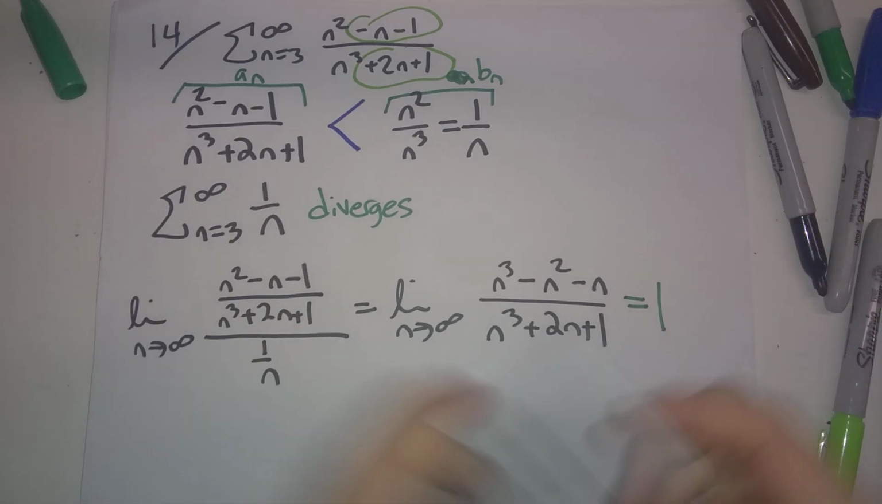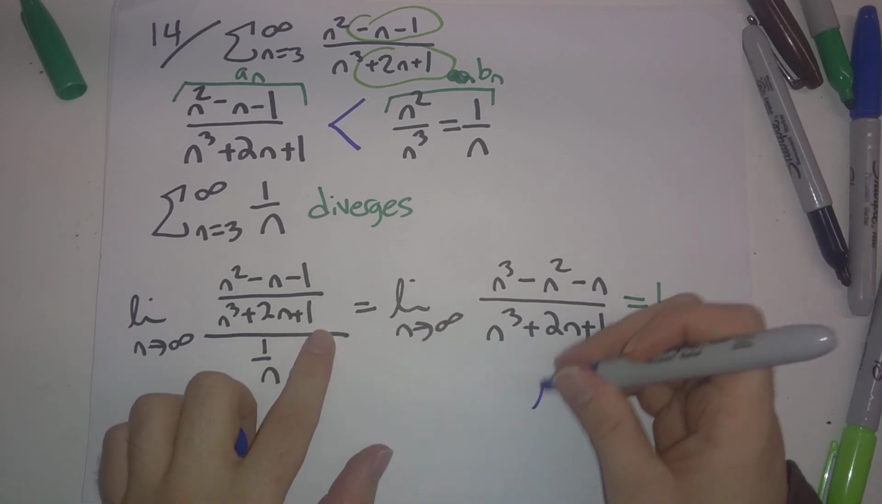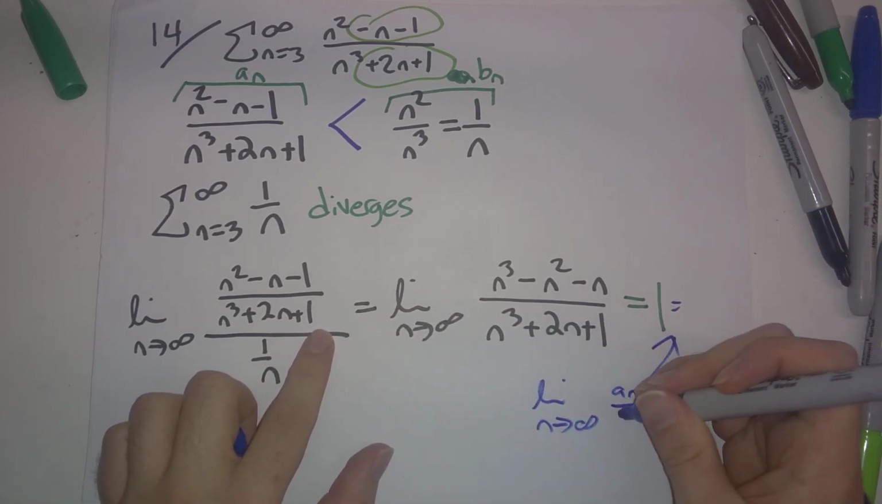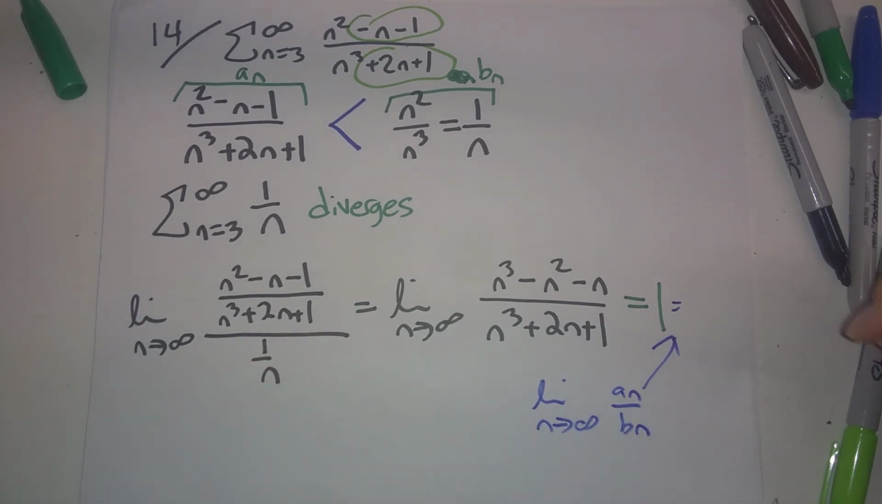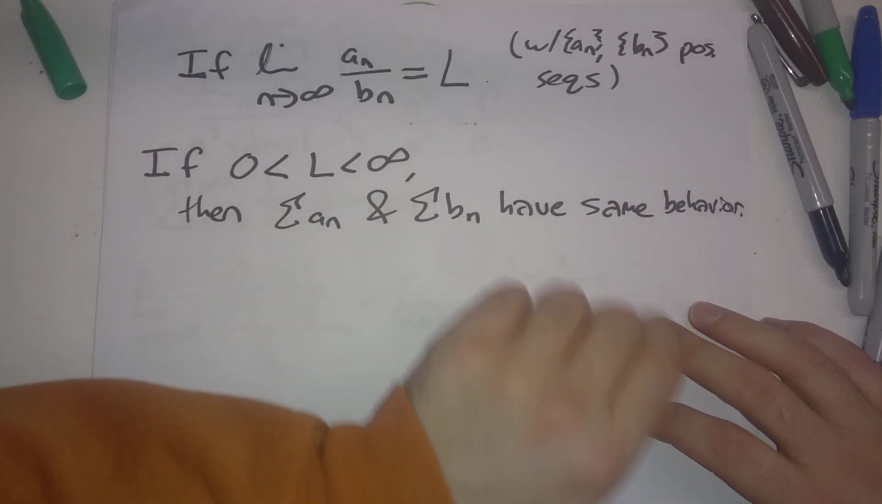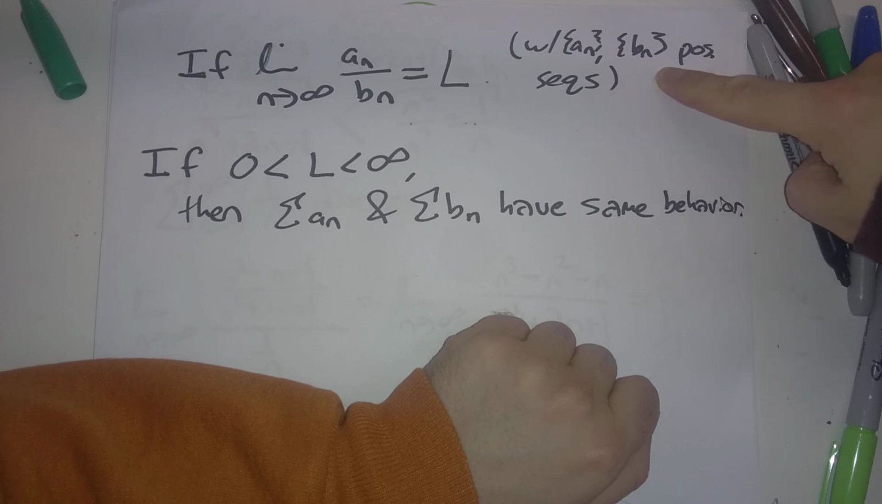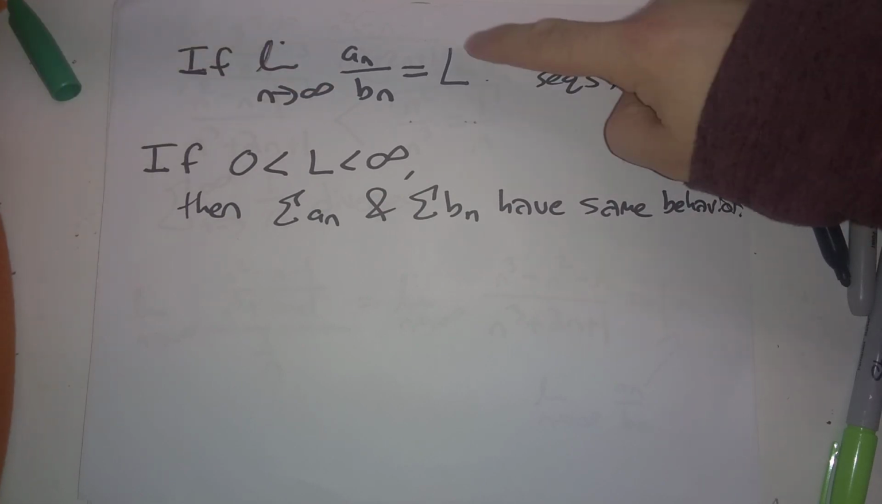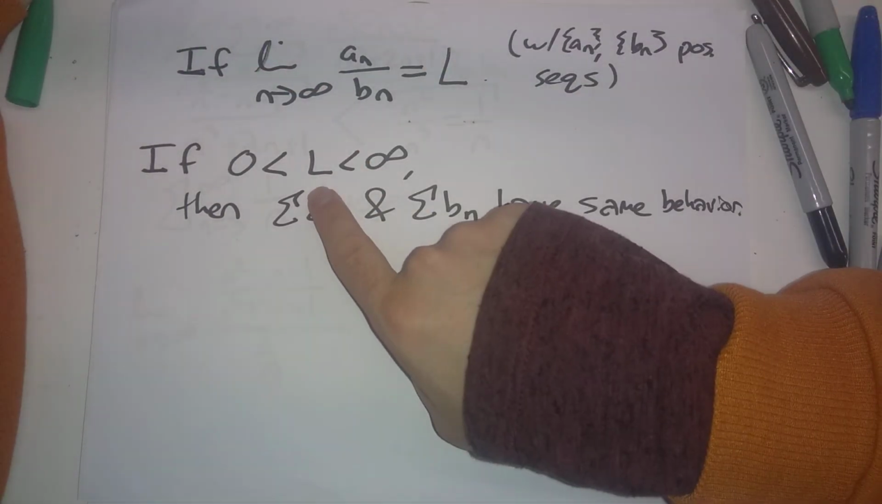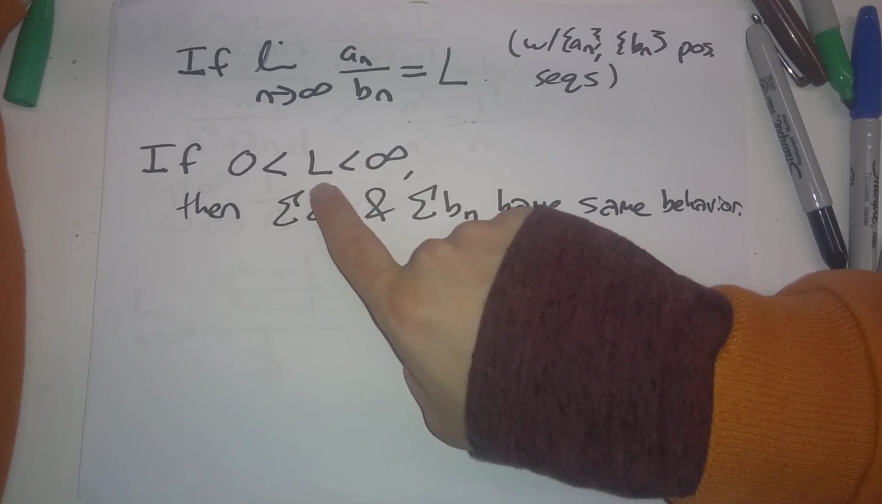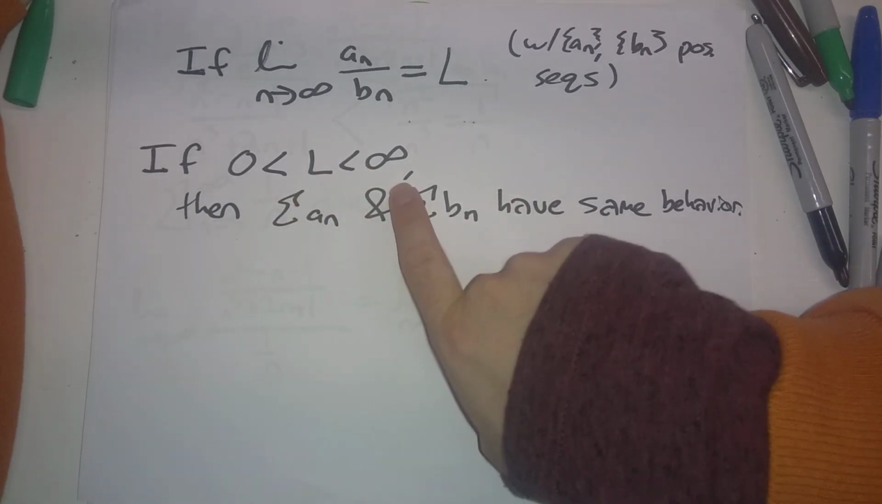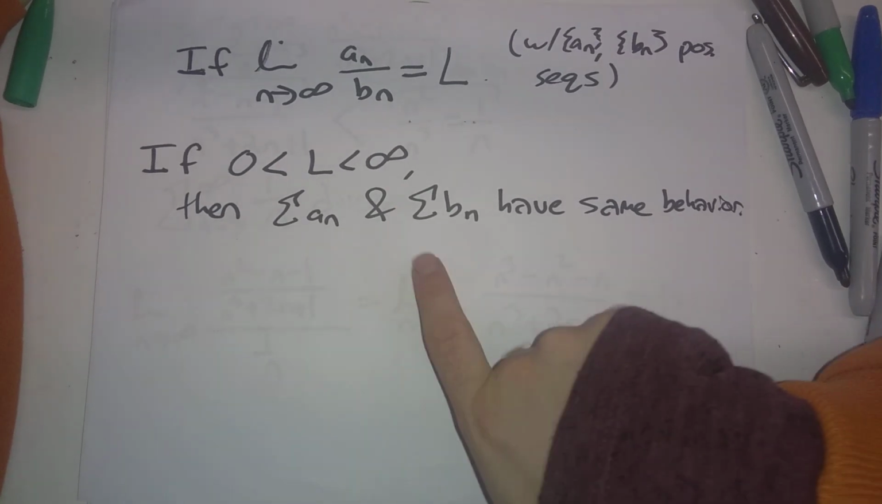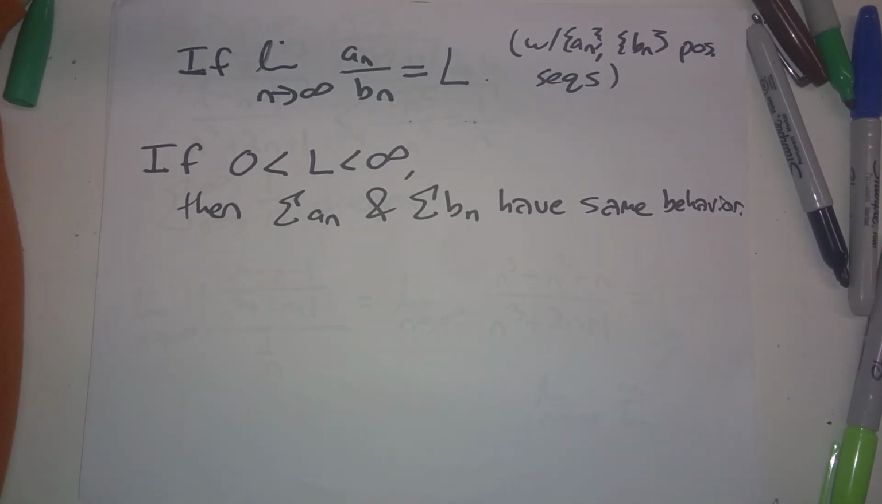Okay, so this is the limit as n goes to infinity of a sub n divided by b sub n. What does the limit comparison test tell us here? Well, I'm zeroing in on the important part of the limit comparison test. If a(n) and b(n) are positive sequences, and if the limit as n goes to infinity of a sub n divided by b sub n is equal to L, and this limit exists and is something strictly positive but not infinity, then the series, the sum of the a_n's and the series of the b_n's, have the same behavior. That means they both converge or they both diverge.